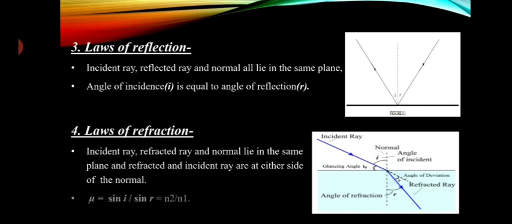Further, mu is equal to sin i upon sin r, which is equal to n2 divided by n1, where mu is the refractive index of the second medium with respect to the first. It is the property that shows how much a medium can refract a light ray, given by the sine of the angle of incidence upon the sine of the angle of refraction, which is equal to n2 divided by n1, where n1 and n2 are the refractive indices of medium 1 and medium 2 respectively.